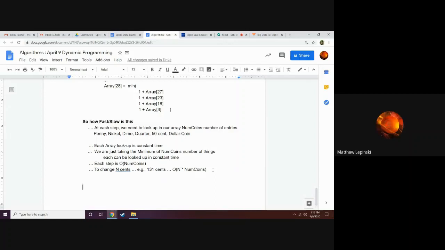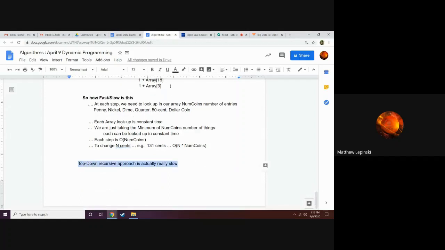So the short answer is it depends, but usually the top-down recursive approach is actually really slow.